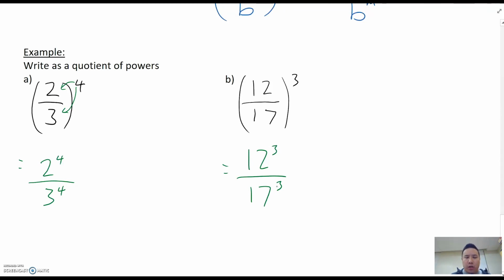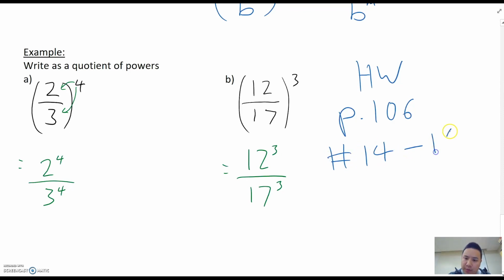So we can use the exponent laws to take these expressions and rewrite them in a different form. Okay, and so for your assignment, I want you guys to work out of your textbook on page 106. We're going to do numbers 14 all the way up to 16, so I want you to do 15 as well. And then we're going to tack on 19, 21, and 22. Okay, that's it. Go get them.